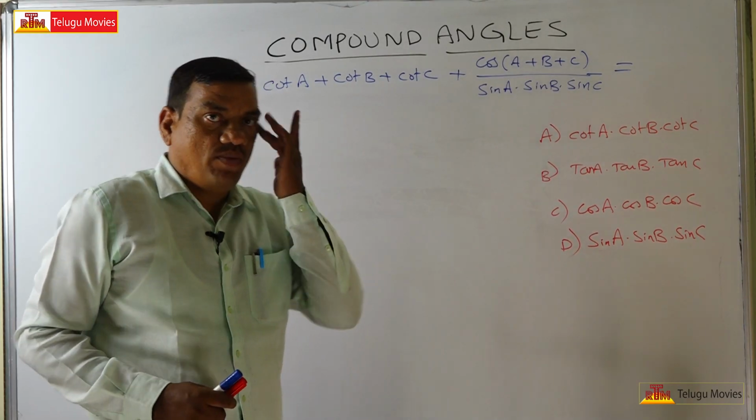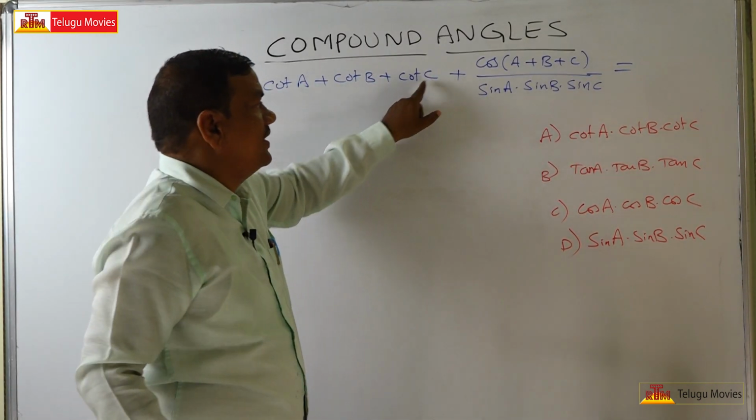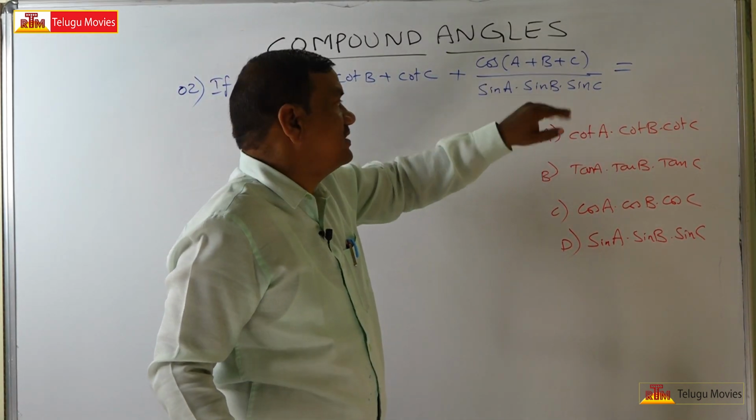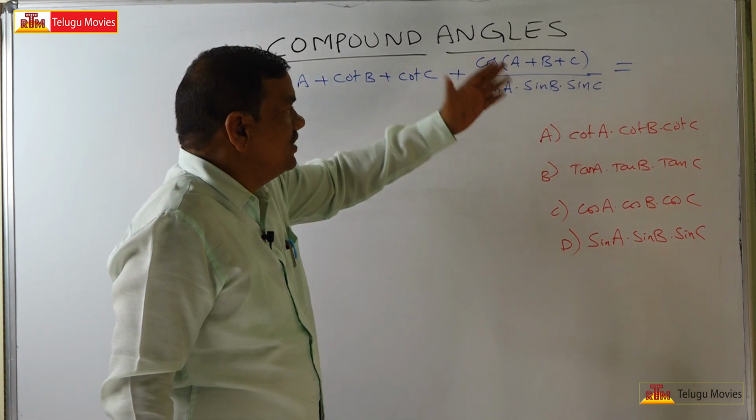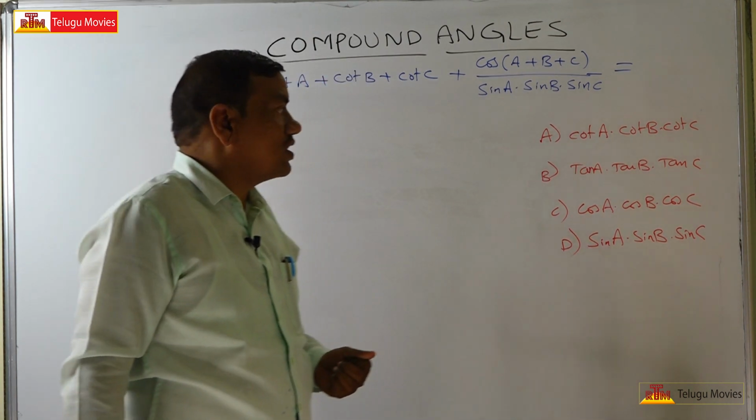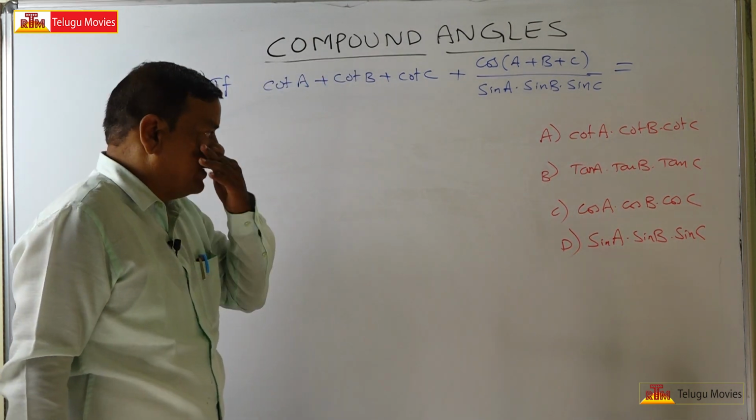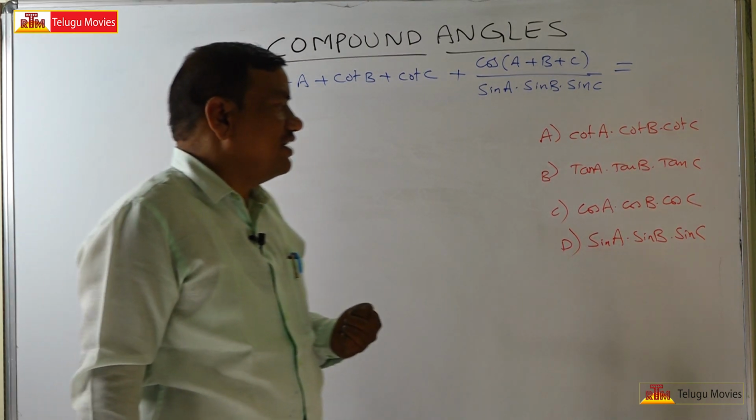Welcome to the second problem. The second problem is: cot A plus cot B plus cot C plus cos of A plus B plus C upon sin A into sin B into sin C. Then this expression is equal to cot A into cot B into cot C, otherwise tan A into tan B into tan C, or cos A cos B into cos C, otherwise sin A into sin B into sin C.